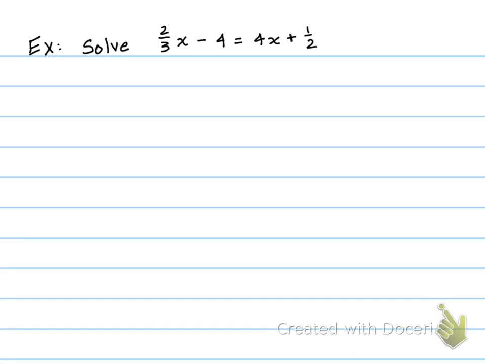So, yes? Why 6 over 1 and why not like 3 over 1? So the reason I chose 6 is because it's going to cancel both of my denominators. Oh, both fractions. Yeah. Okay, gotcha.